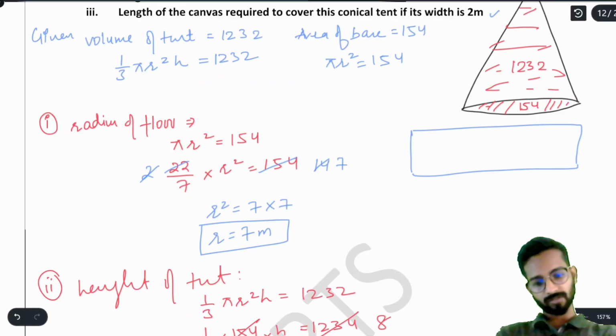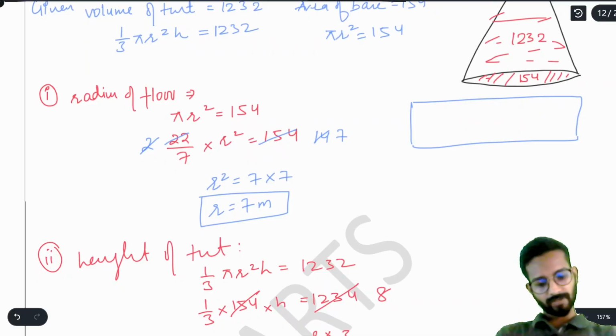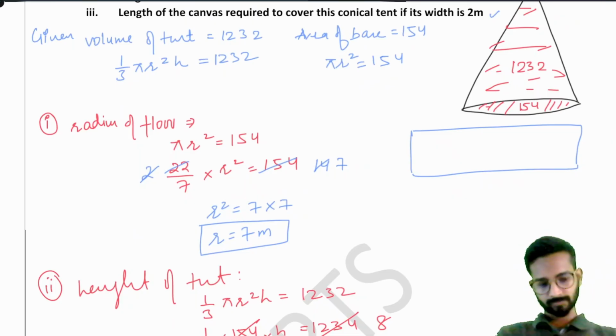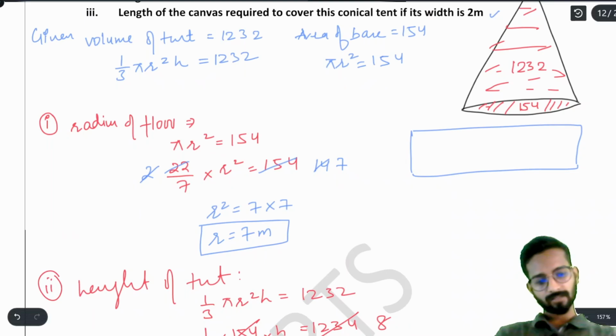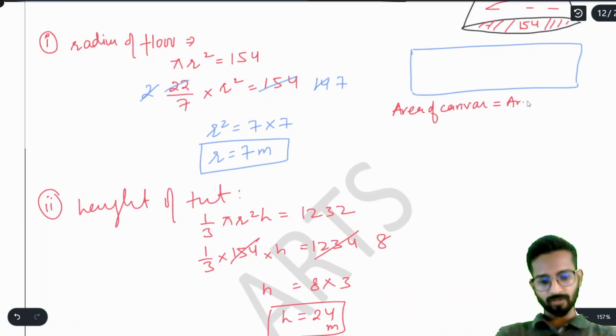So first we will find the slant height. Why slant height will become important, I'll tell you. We already know that from the canvas you have made this conical tent. So the area of the conical tent and the area of the canvas will be the same. So I can write here that area of canvas is equal to area of conical tent, that is nothing but pi r l.